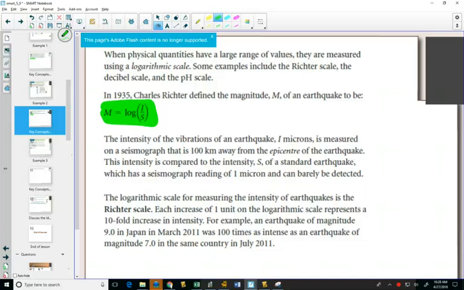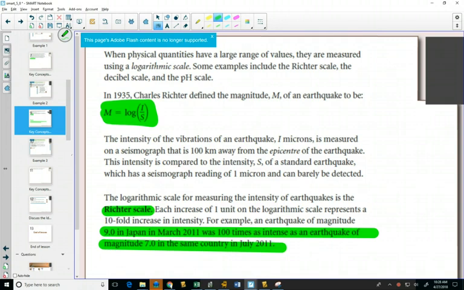So we have a formula here that the magnitude of an earthquake is log of the intensity of the earthquake compared to a standard earthquake. And this is a Richter scale. Now you're going to find out that every time you go up by 1, the amount goes up by 10. So if you go up by 2, like they have here in this example, they compare a 7 earthquake to a 9 earthquake, then it's going to be 10 to the exponent 2, 100 times greater.